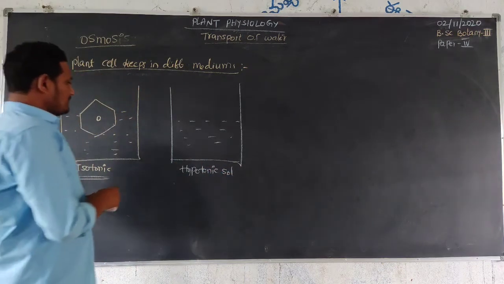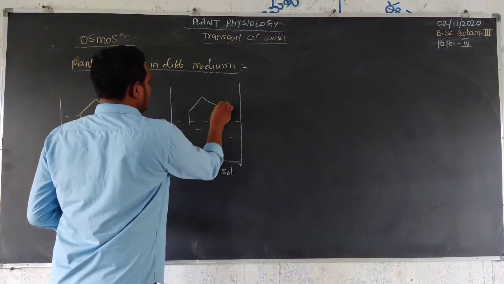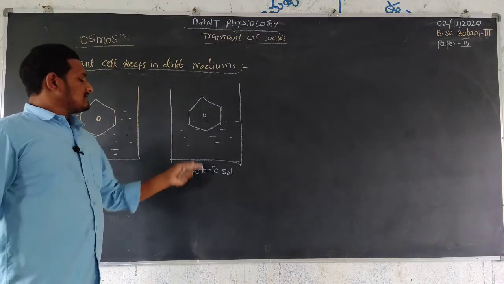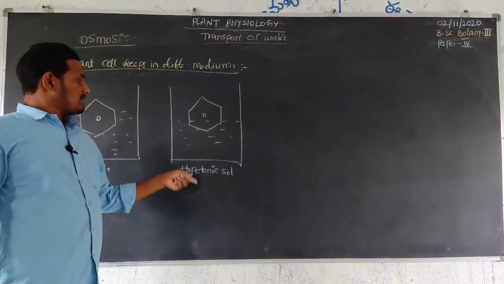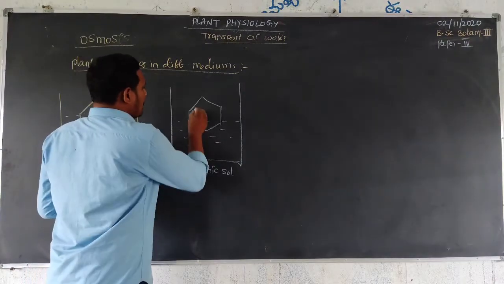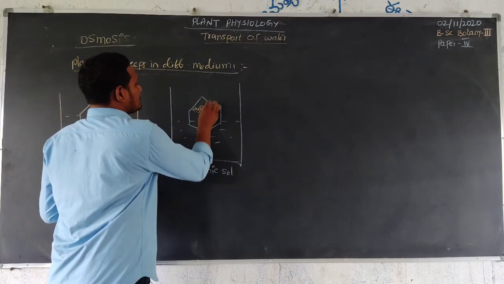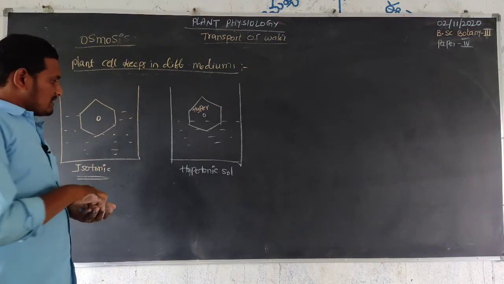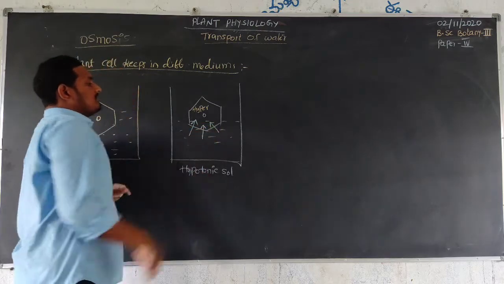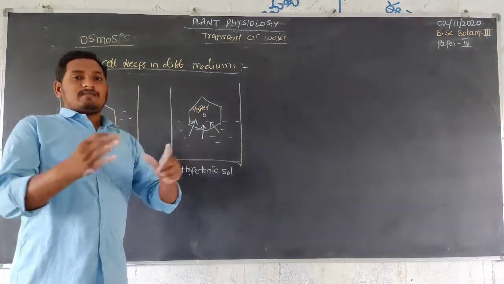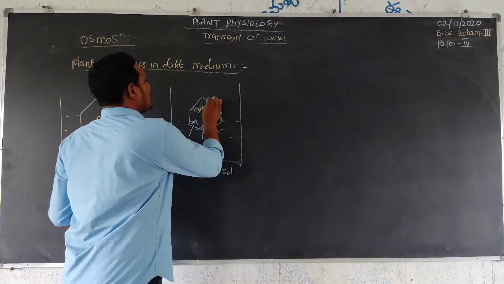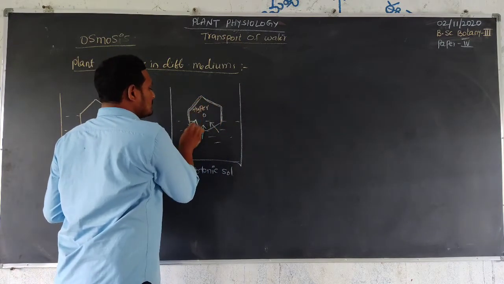Hypotonic solution. This is the plant cell. When a plant cell is in a hypotonic solution, the solution is less concentrated, and inside the cell is hypertonic. So water molecules move from low concentration to high concentration. The cell begins to swell, and as a result of the swelling we observe this in the plant.